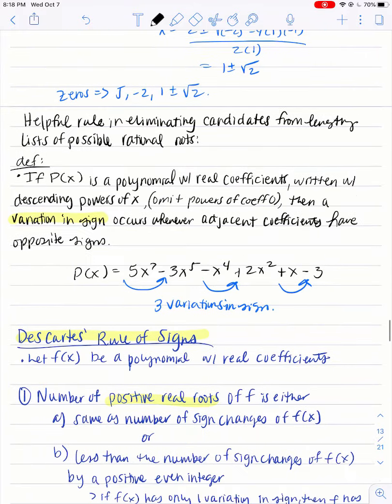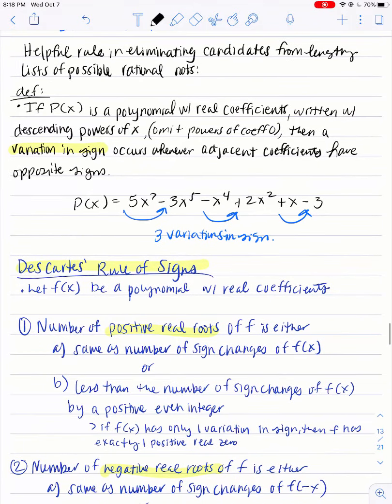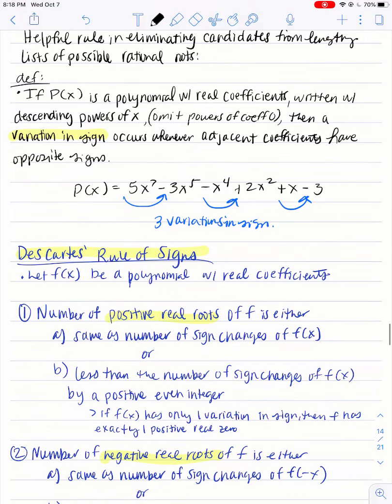Okay, so here we have a helpful rule for eliminating candidates from a lengthy list of possible rational roots. Sometimes we have really long lists of factors and we want to see which one we should test. I'm going to start with a definition first. If p of x is a polynomial with descending powers of x, then a variation in sign occurs when adjacent coefficients have opposite signs.